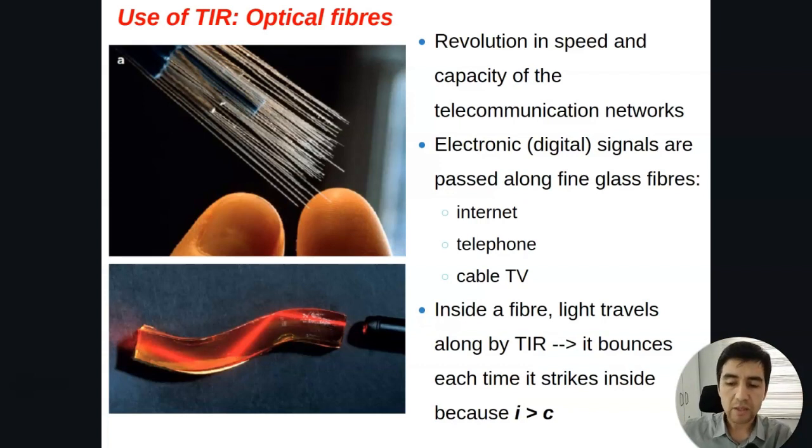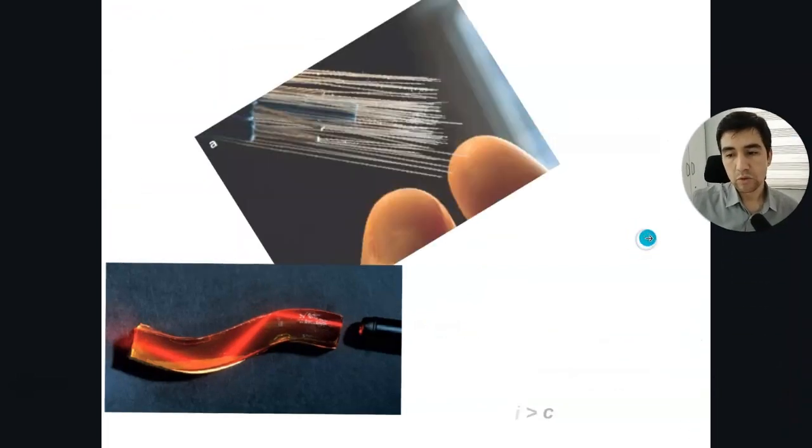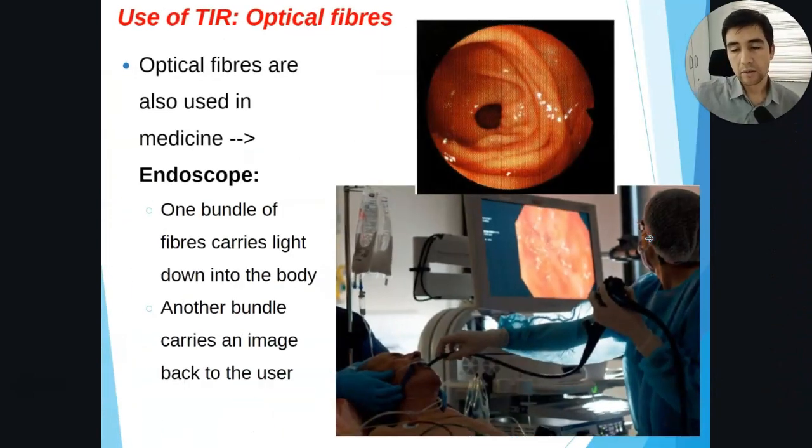What happens inside the fiber? Light travels along by total internal reflection. It will bounce each time it strikes the cable, because it comes at an angle greater than the critical angle when you draw the normal at that point. So it will bounce back, and every time it bounces back, it will be confined inside the fiber. That is the magic of total internal reflection, and it's widely used, and we highly benefit from total internal reflection and optical fiber cables.